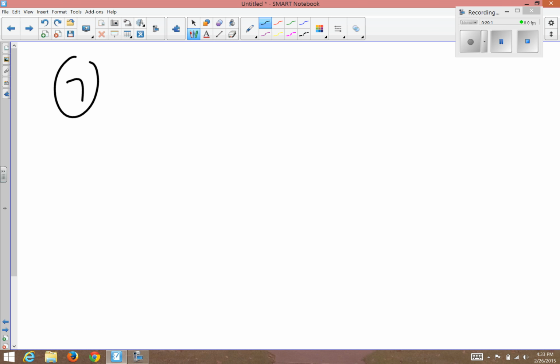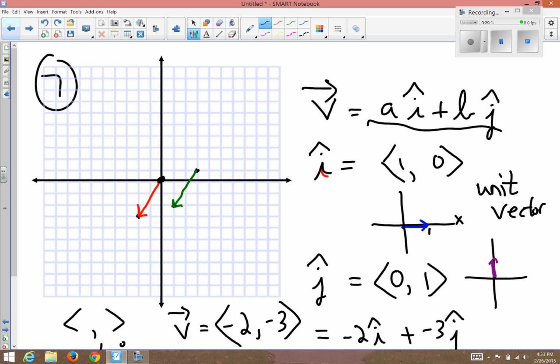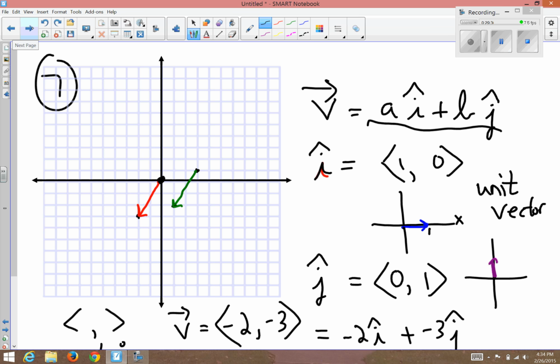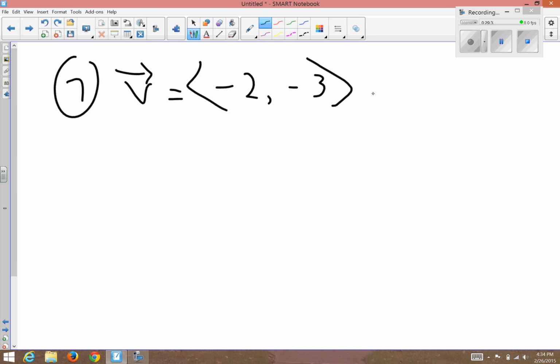For number 7, we found the vector -2, -3. Remember that we found that by just moving this vector, the green one, from where it was given to where it would start at the origin. So that's one way to write the vector. And now another way to write it, as I just said, is -2 i hat plus -3 j.